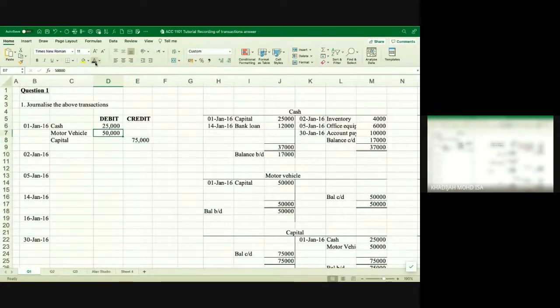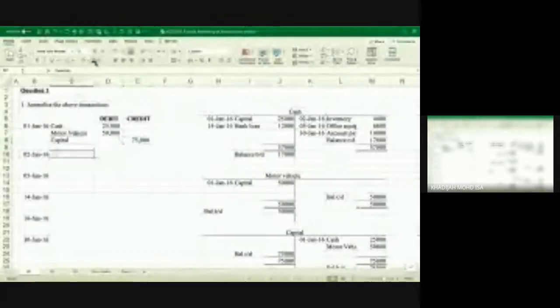All right. So here you have 25,000 and 50,000 cash, and motor vehicle is your asset increase. So that's why you debit. And share capital you credit of 75,000, which is the total amount of these two. Right? So that's how you put that into your journal entries.